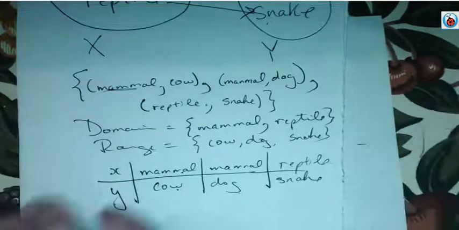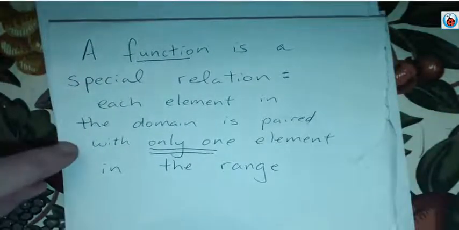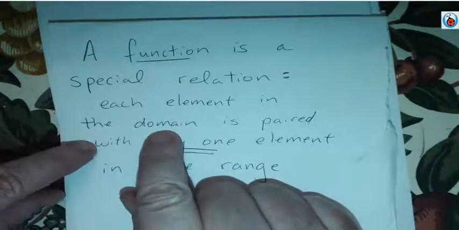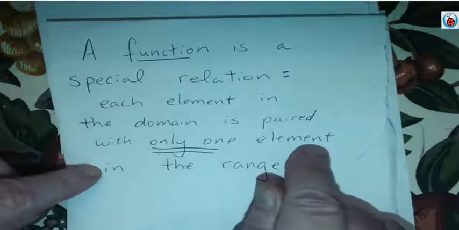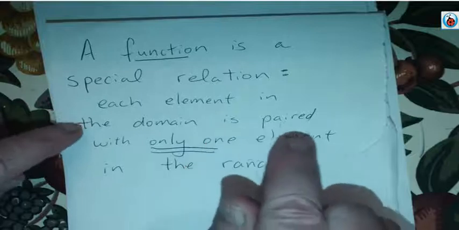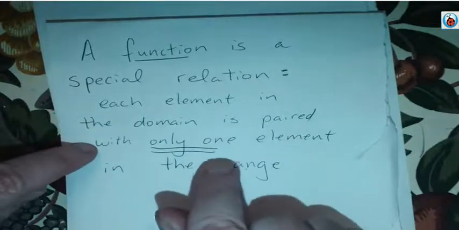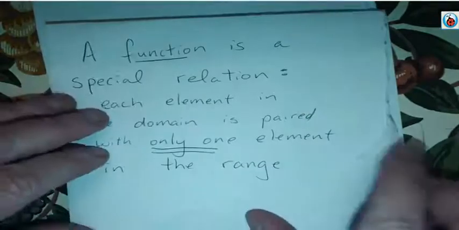Okay, those are all relations. So now, which of those three are functions? Well, what is a function? A function is a special relation. Each thing in the domain is paired with only one thing, or element, in the range. So everything in that first set can only be paired with one thing in the second set. Then you have a function.